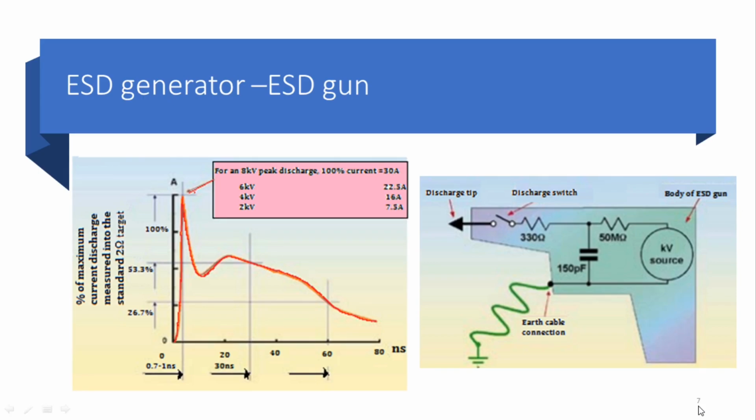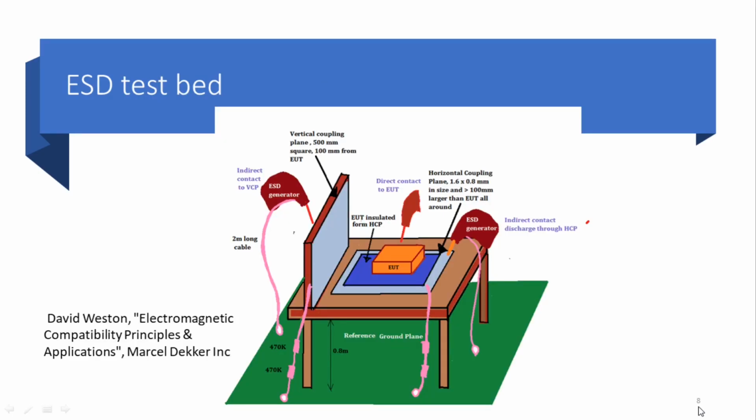So let's understand the ESD test bed. The contact discharge should be made. So you can see here there are three major types that we talk of. Here there is an indirect contact discharge through the horizontal coupling plane. You can see the horizontal coupling plane here. This is the vertical coupling plane. These are metallic planes. This blue colored thing is the insulating mat.